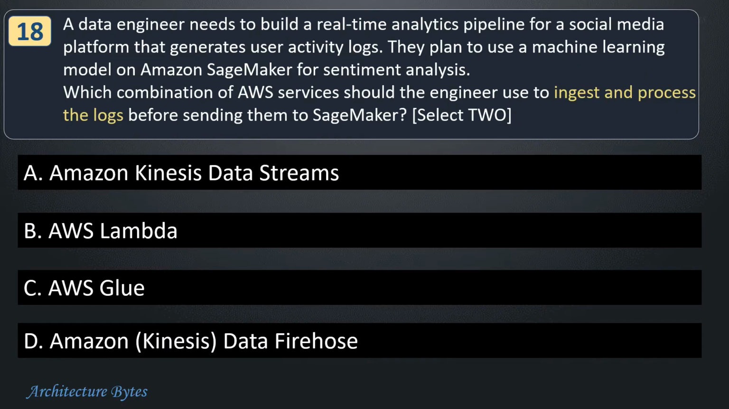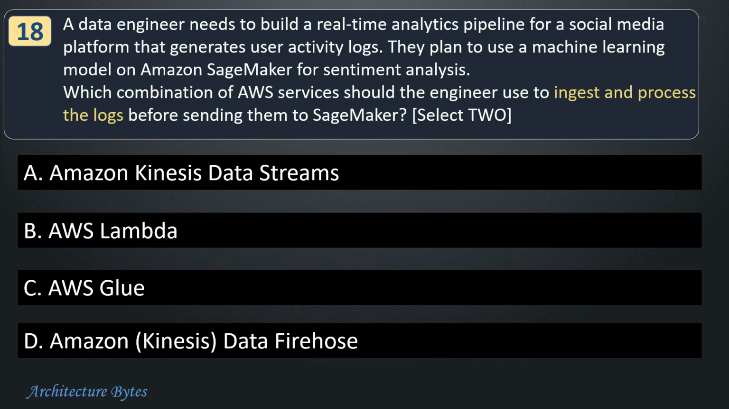A data engineer needs to build a real-time analytics pipeline for a social media platform that generates user activity logs. They plan to use a machine learning model on SageMaker for sentiment analysis. Which combination of AWS services should the engineer use to ingest and process the logs before sending them to SageMaker? Our options are Amazon Kinesis data streams, AWS Lambda, AWS Glue, or Amazon Kinesis data firehose.